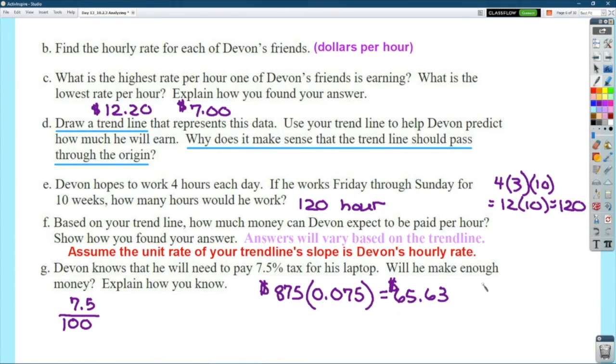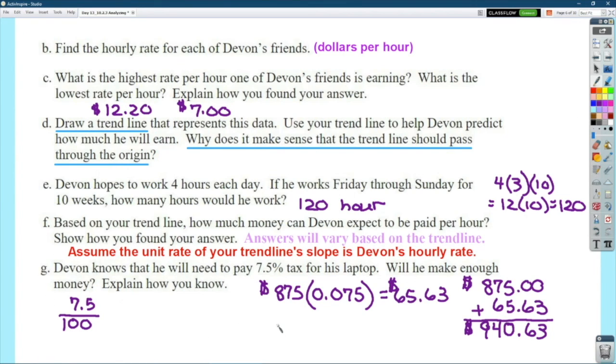That's a lot of money. So we're going to do $875 plus $65.63 to see how much money he needs. Okay, doing this by hand, I'm getting $940.63. Now, there's another way I could have got the answer right away. Since this is 7.5%, I could have just multiplied by the amount that he would pay of that, and I could have got the same answer. So in other words, I could have added to 100% and then multiplied by that number, and it would have given me the answer of $940.63.